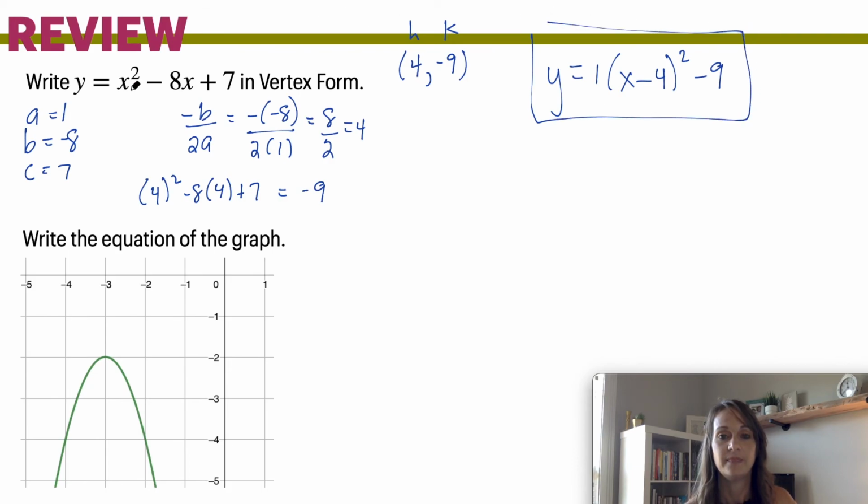So the standard form is x squared minus 8x plus 7. The vertex form is (x - 4) quantity squared minus 9.